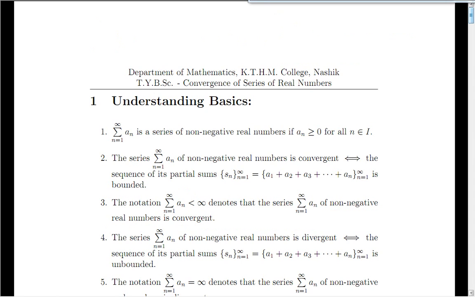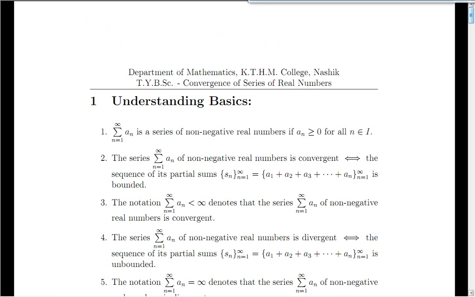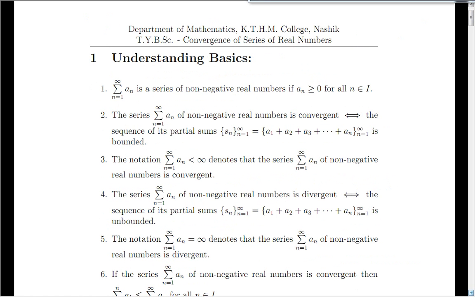Another notation which we will see is the series an of non-negative real numbers equals infinity. This notation denotes the fact that series an is divergent. So let me scroll a bit and recall the notation that the series is convergent. It is a convergent series.